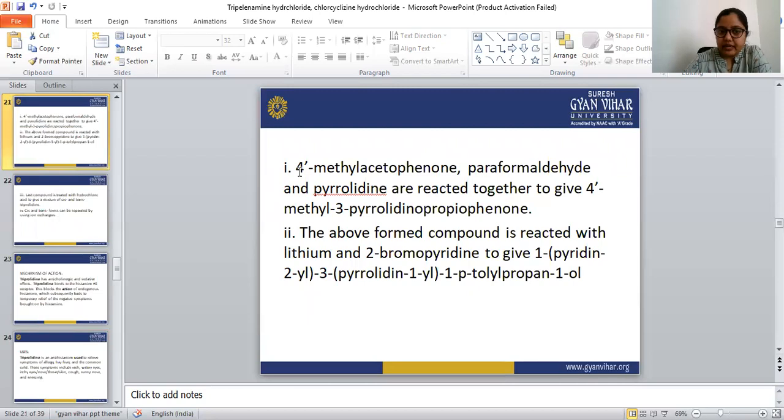So this is the method again. 4-methyl acetophenone is reacted with paraformaldehyde and pyrrolidine to give 4-methyl-3-pyrrolidinopropiophenone. This product is then reacted with lithium and 2-bromopyridine to give 1-(pyridin-2-yl)-3-(pyrrolidin-1-yl)-1-(p-tolyl)propan-1-ol.